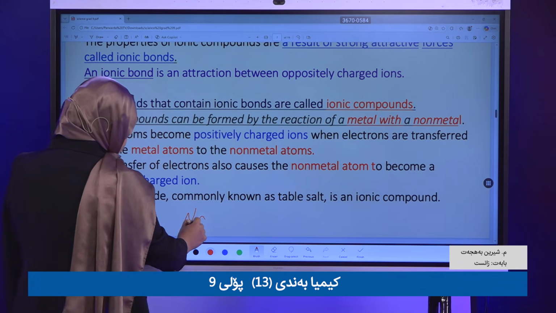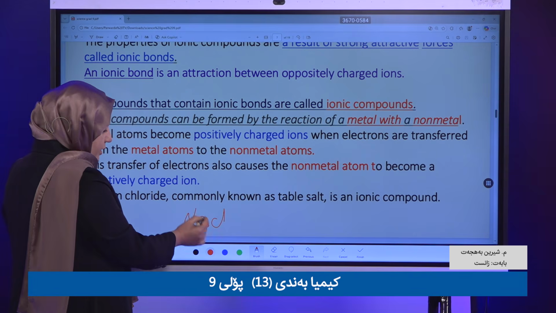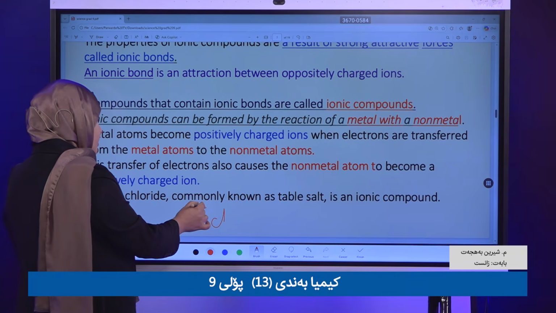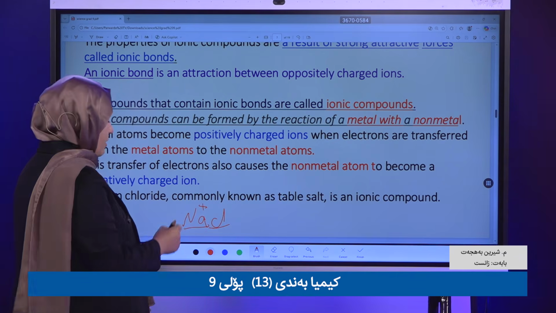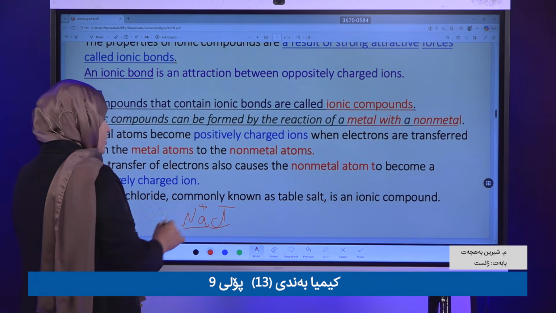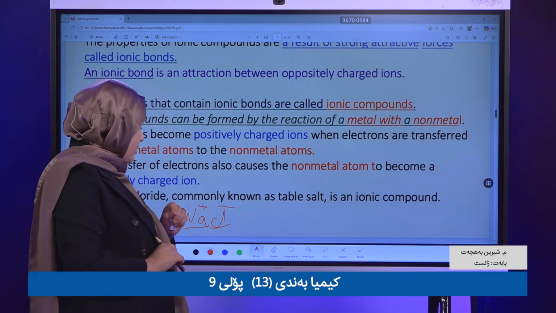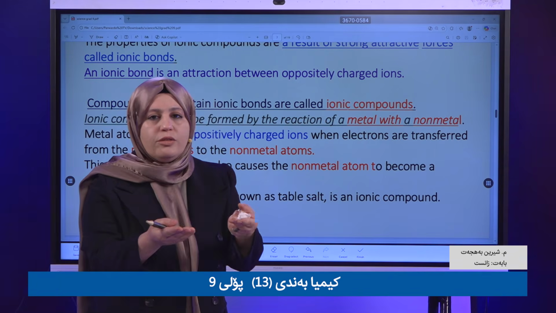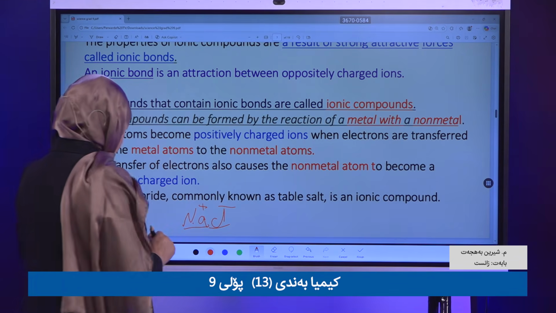So, NaCl. Na is a metal, right? Which kind of charge does it have, positive or negative? Of course, positive. Excellent. So what about Cl? Cl is a non-metal. Which kind of charge does it have? Negative. Of course, excellent. Why does it have a negative charge and positive charge? Why does sodium have it? Because sodium gives one valence electron to chlorine to become full.